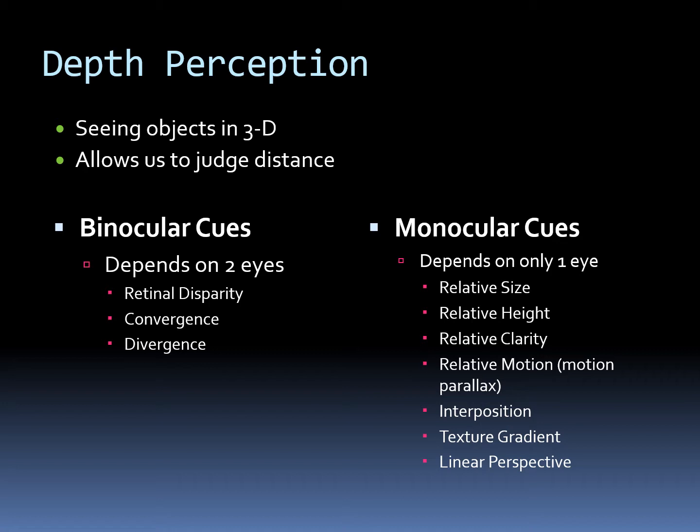That's why when we do a photography project, we're only doing things with monocular cues, because that's what a camera is. Now the binocular cues, you need two eyes to do this. That's why you can't do those with the camera. You can't do any of those on the camera project. The binocular cues, which need two eyes, are called retinal disparity, convergence, and divergence.